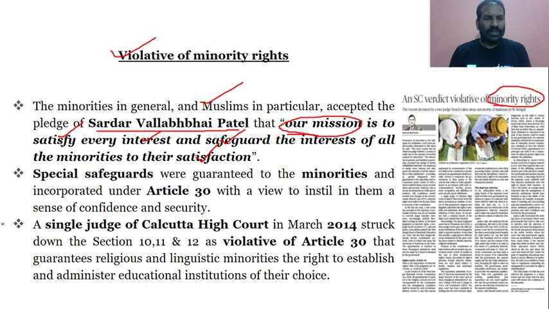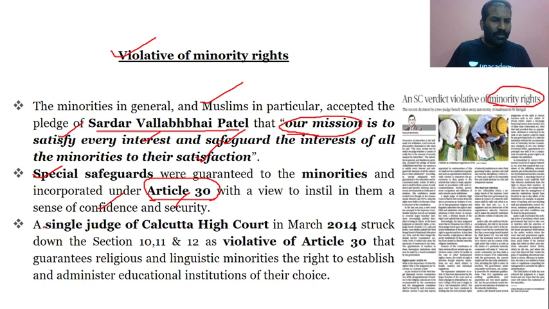So you have the special safeguards being guaranteed to the minorities, which are incorporated in Article 30 of the Indian Constitution. It is Article 30 which gives special safeguards to the minorities, and it instills a kind of confidence and security in the minds of the minorities, that is the Muslims in India, that their rights are being safeguarded.